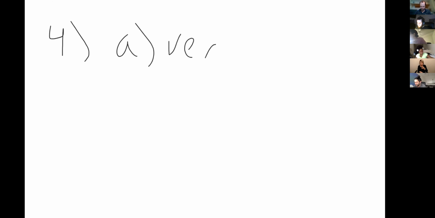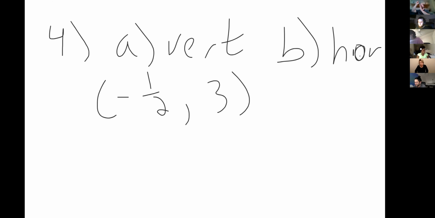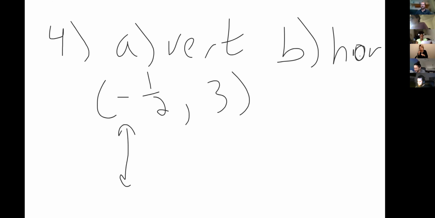Okay, so I wanted to go through 4. They say vertical line is a, and vertical is not a function, and horizontal is b, right? And they give us -1/2, 3. If I'm being honest, I'm trying to think about this in my head. If it's vertical, it looks like that. So if I want the vertical line here, Josh, did you get this one?